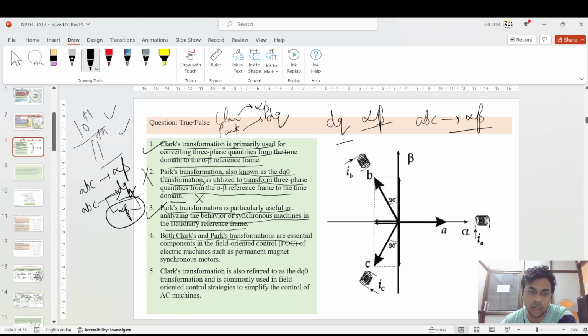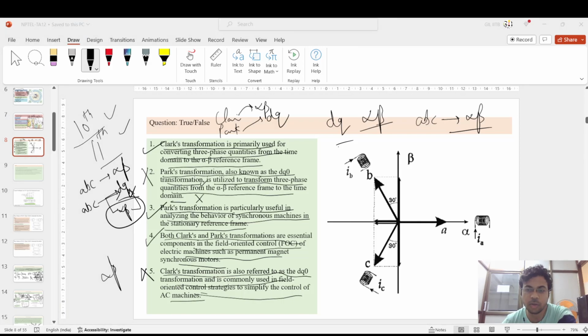In the fourth statement, it says that both Clarke's and Park's transformations are essential components in the field oriented control of electrical machines such as the permanent magnet synchronous motor. That is true. The fifth statement says that Clarke's transformation is also referred to as the DQ naught transformation, commonly used in field oriented control strategy for the control of AC machines. That is false, because Clarke's transformation is for alpha beta. So the first four statements are true and the other is false.